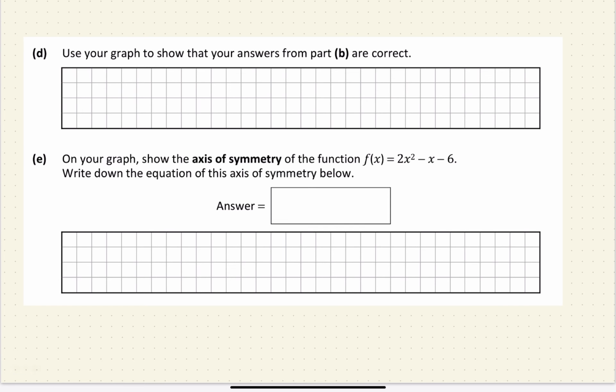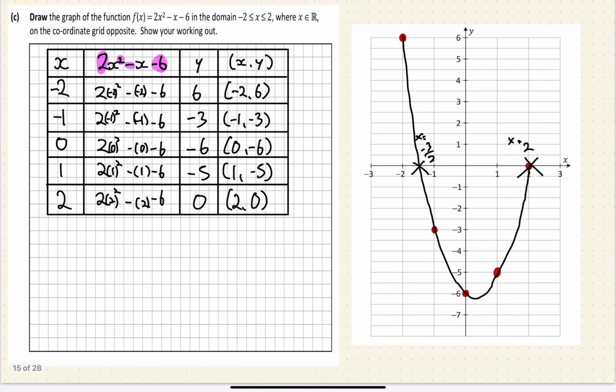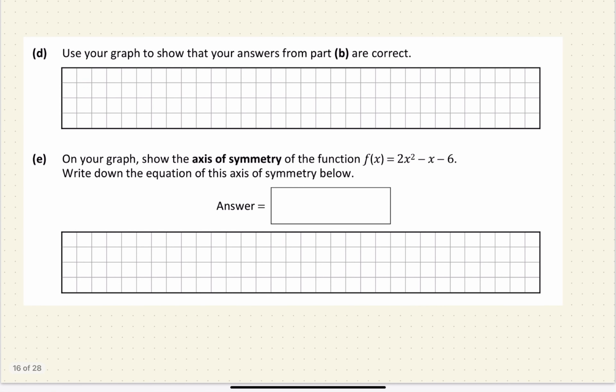And then it says, on your graph, show the axis of symmetry of the function, right? Write down the equation of this axis of symmetry below. All right, so we want the symmetry, which is going to be roughly about here. It looks like it's going to be about here, so if I do that there, all right, and this is y is equal to a half, all right, so y is equal to a half, okay?